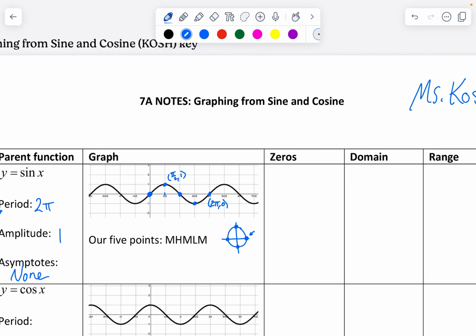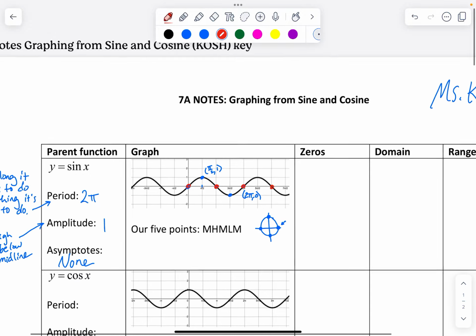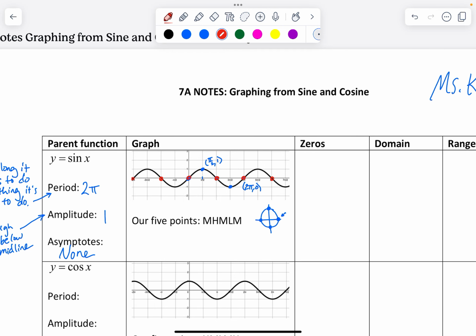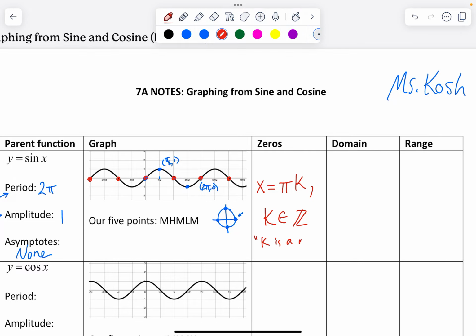When we talk about the zeros, you'll notice I have a 0 at 0, I have a 0 at pi, I have a 0 at 2 pi, I have a 0 at 3 pi. The next one would be 4 pi. We have a 0 at negative pi. We have a 0 at negative 2 pi. And so our zeros happen every pi units apart. So we can say x is equal to pi k, where k has to be an integer. And this notation means k is an element of the integers.